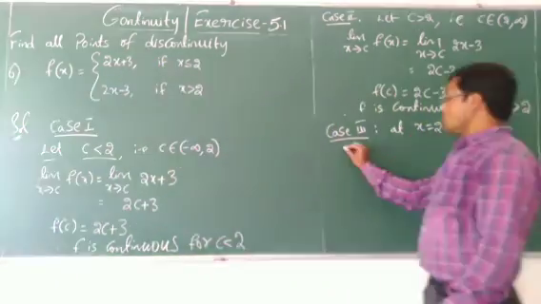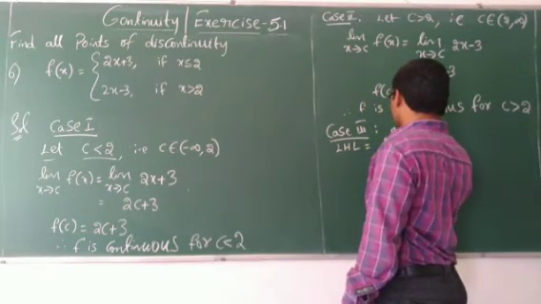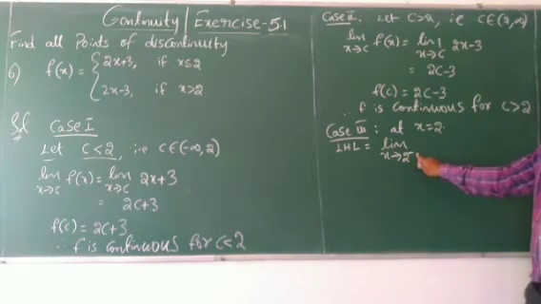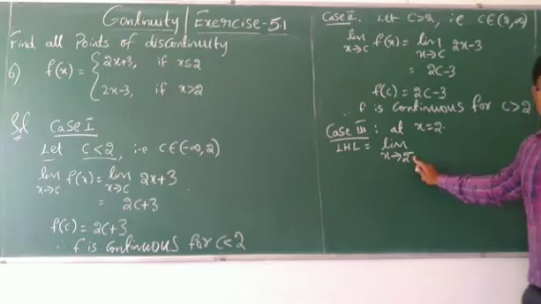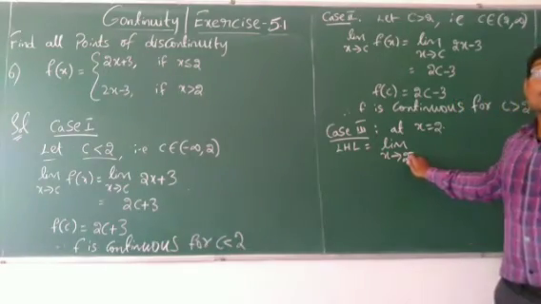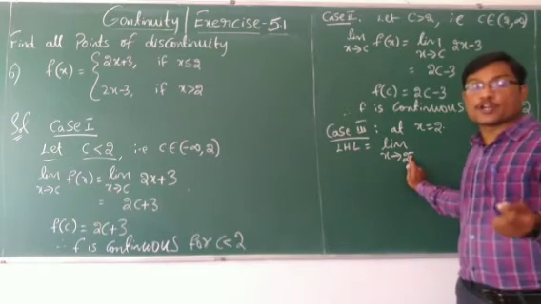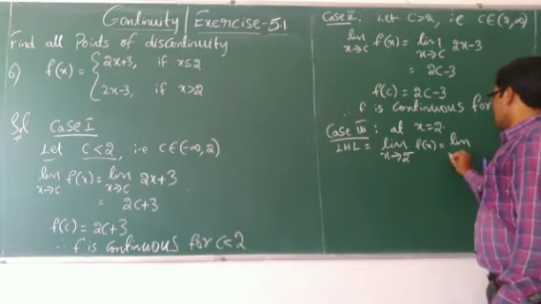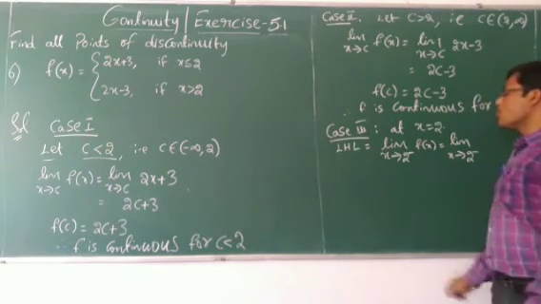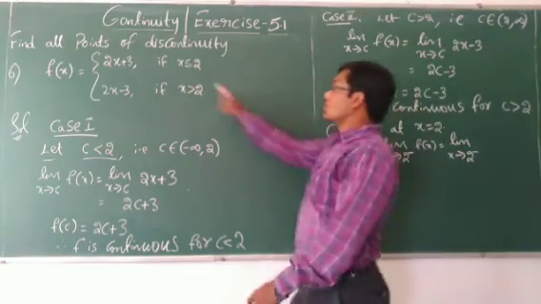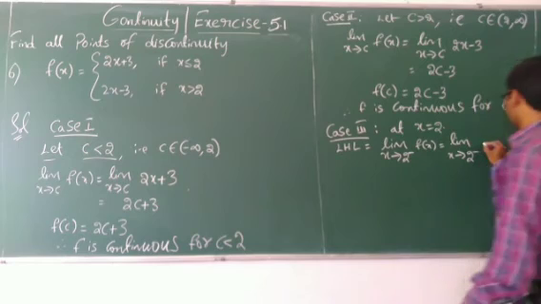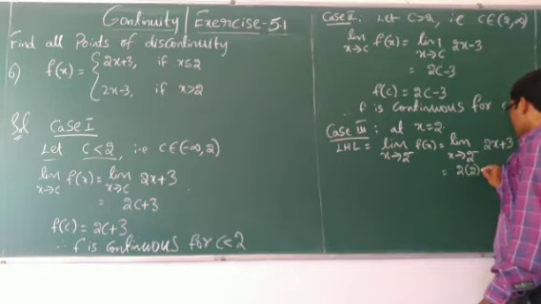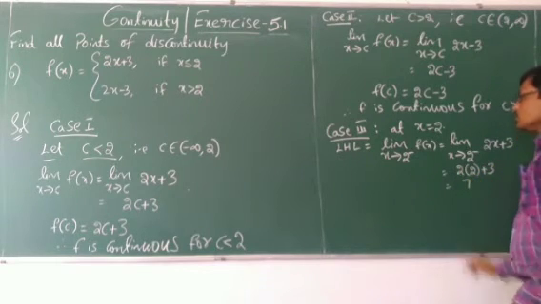Okay. So at x equal to 2, left hand limit is limit x approaches to 2 minus. Remember, 2 minus does not mean minus 2. This is a value lesser than 2. It is like 1.99, 1.98, like that. Limit x approaches to 2 minus f of x. Lesser than 2 is 2x plus 3. So this is 2x plus 3, which is equal to 2 into 2 plus 3, which is equal to 7.